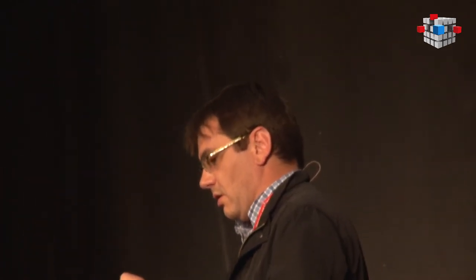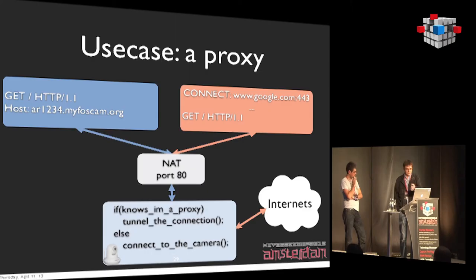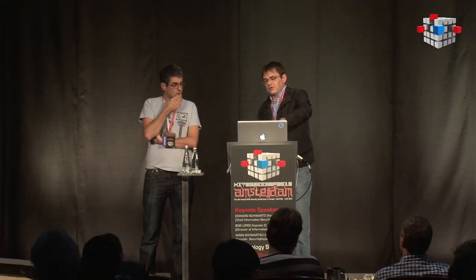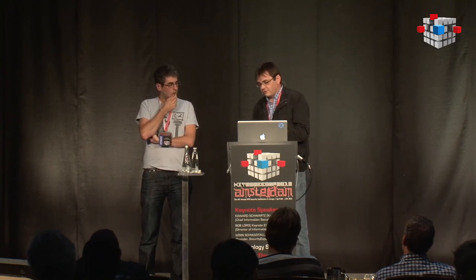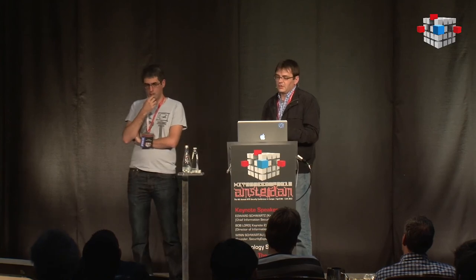The camera's web server would respond to the request sent to the proxy. But if somebody knows that it's a proxy, the proxy server would act as a normal proxy server. For example, if there's a CONNECT keyword at the beginning of the request, that means it tries to establish a tunnel to google.com port 443, and it just acts as a normal proxy.